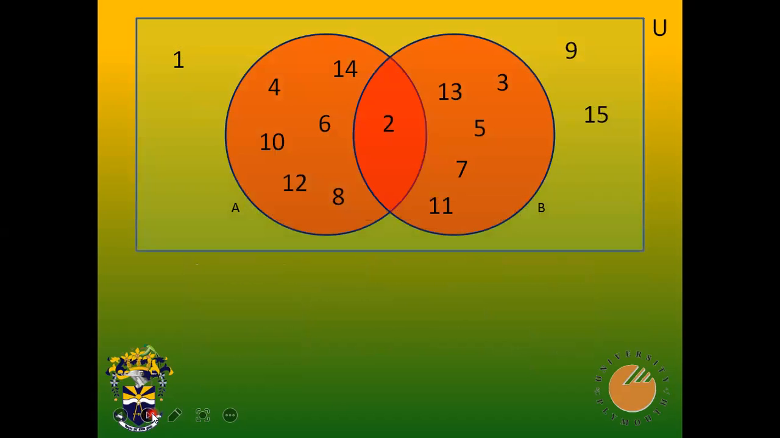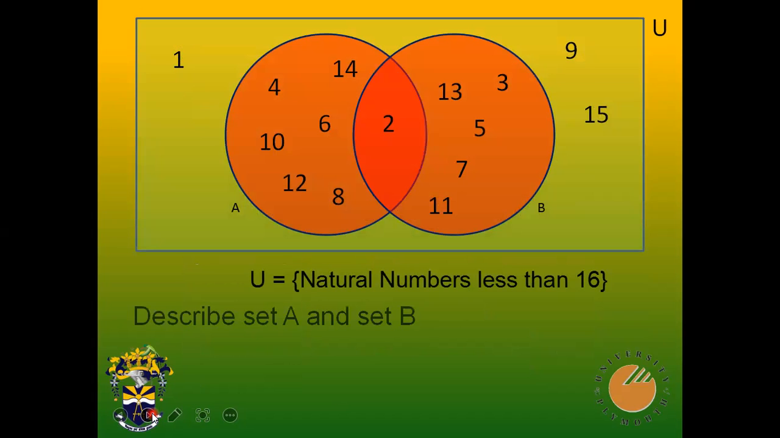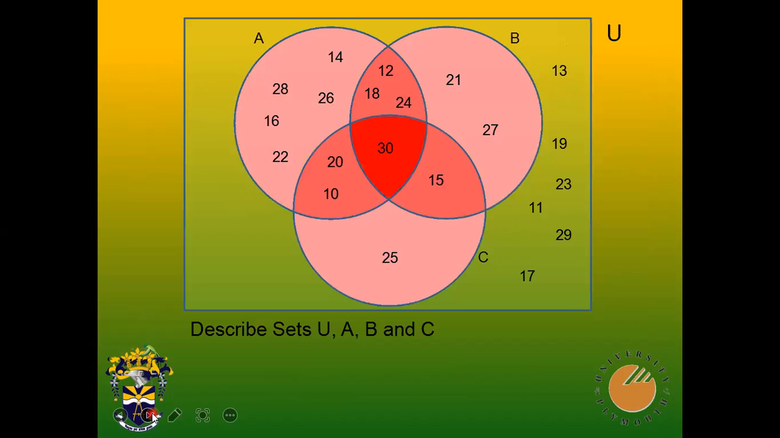Actually, there is a universal set from 1 to 15, so n is a natural number less than 16. So we can describe set A and set B taking all elements. Set A is the even numbers and set B is the prime numbers. A prime number is a number which is divisible only by 1 and by itself. So we can describe here the sets U, A, B, C.